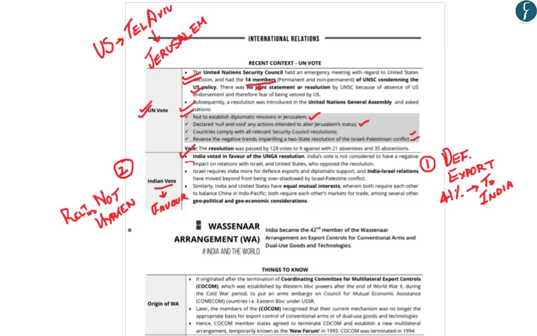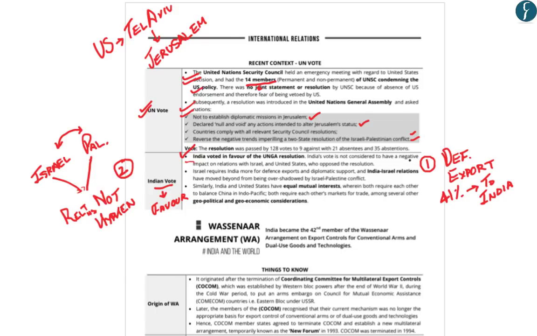Now, it means that the relations are not hyphenated anymore. Now, you have to understand, Narendra Modi, during his recent visit to Israel, dehyphenated India's relationship with Israel and Palestine. Now, it means that India will maintain separate relations with Israel and separate relations with Palestine, and India would not try to balance both of these relations as it had been doing in the past.